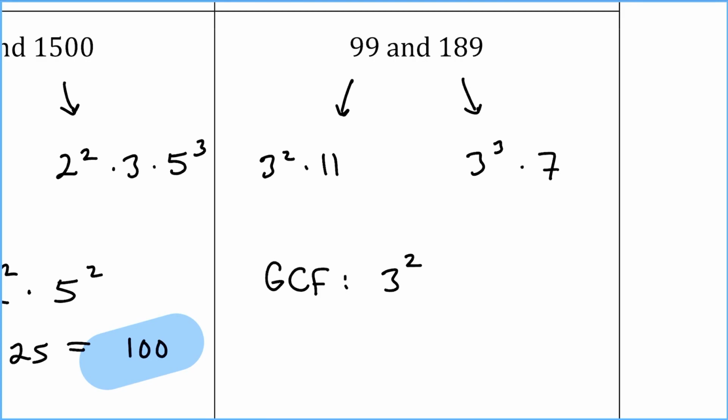2. They don't have 11 in common and they don't have 7 in common. So the greatest common factor is 3 squared, which is 9. 9 is the largest number that divides both 99 and 189.